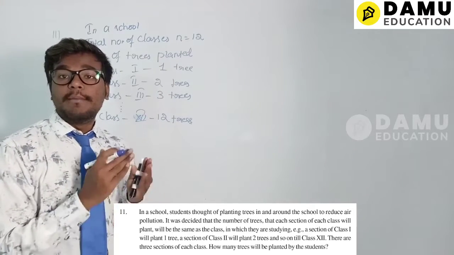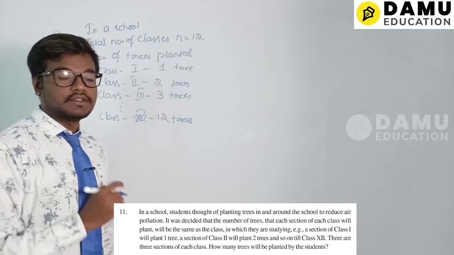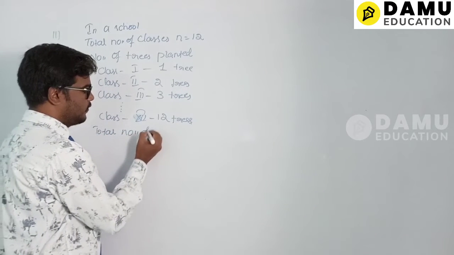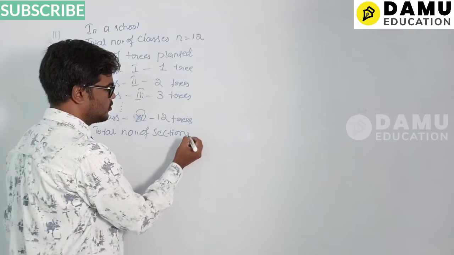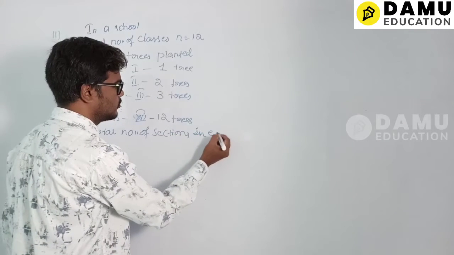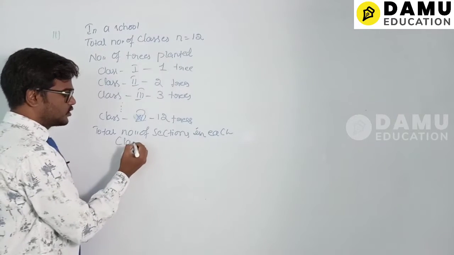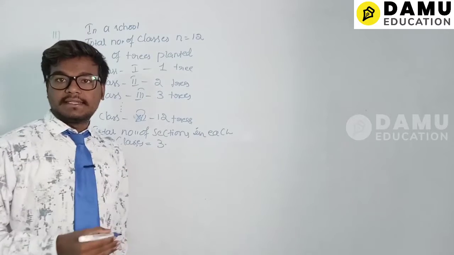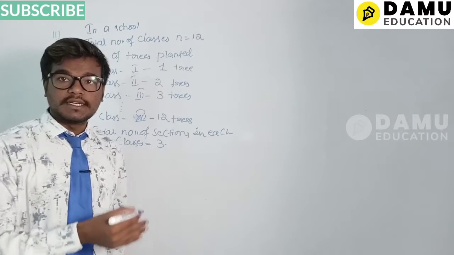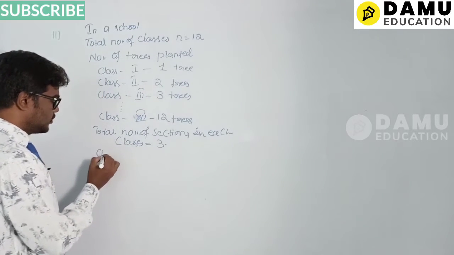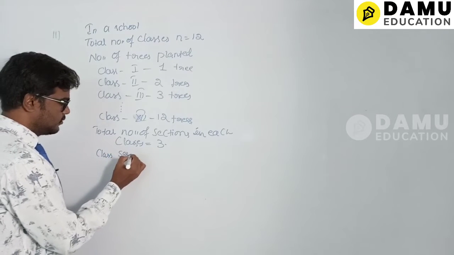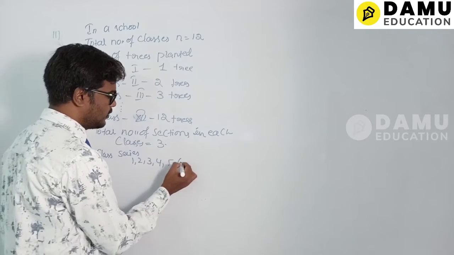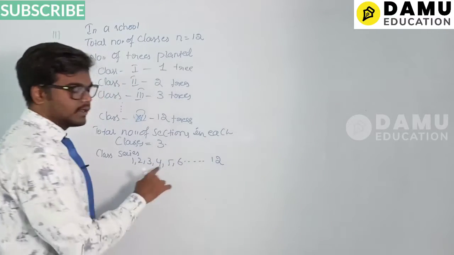So this is the planning, but what about the total number of sections in each class? So what is that data? The total number of sections in each class will be equal to 3. So what is the class data? The class series: first, second, third, fourth, fifth, sixth, and so on up to 12 classes.